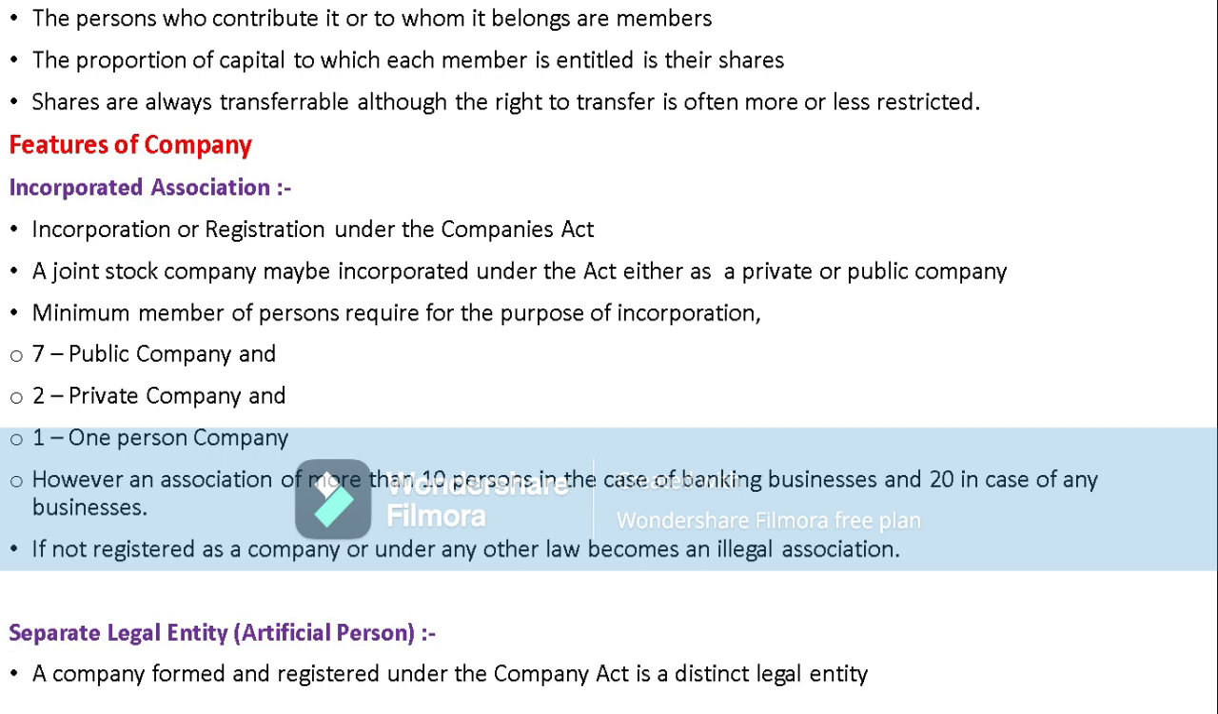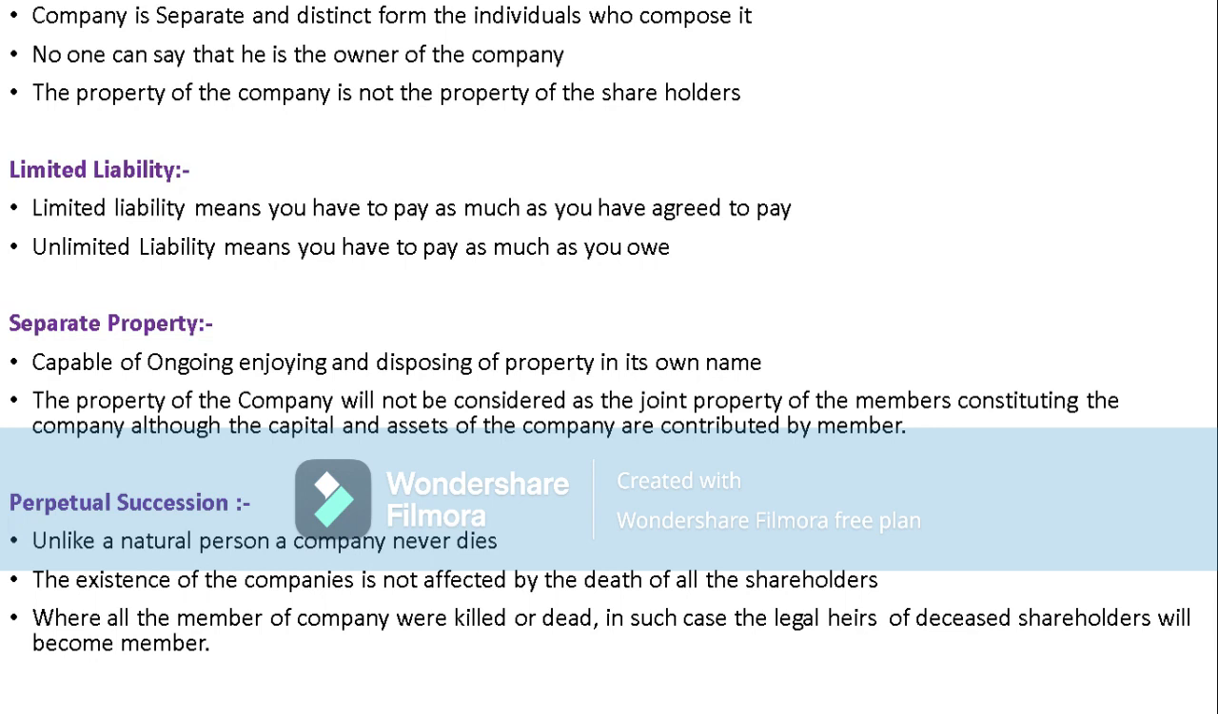Separate legal entity or distinct legal entity means the company is different, and the members are different. We have the company, and we have members also. So the company is different from its members; this is known as separate legal entity. The company is separate and distinct from the individuals who compose it. Even though individuals form the company, at the end of the day the company is different and the members are different. No one can say that he is the owner of the company. So the property of the company is not the property of the shareholders either. We have to remember this.